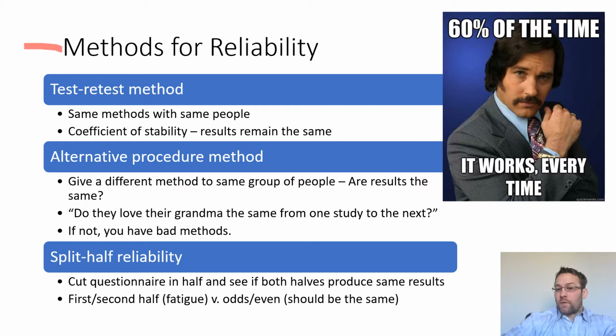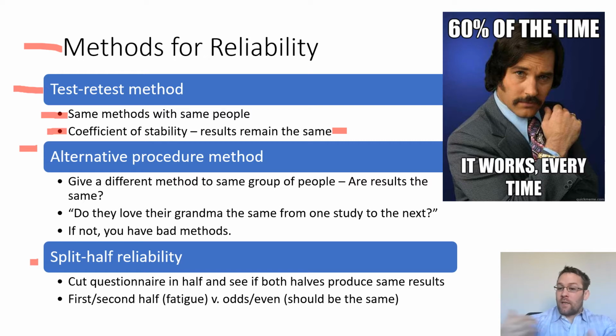So, methods that you can use for reliability. All right, test and retest method, alternative procedure, and split half. Know the difference. These are going to be on the test. All right. Test retest is that you give the same methods to the same people again at different times, right? And you want to see if that coefficient, that percentage, is stable. So the results should remain the same. If you give someone a test about how content they are with their family situation, you give them a test in June, you give them a test in July, you give them a test in August, right? You should have stable results.